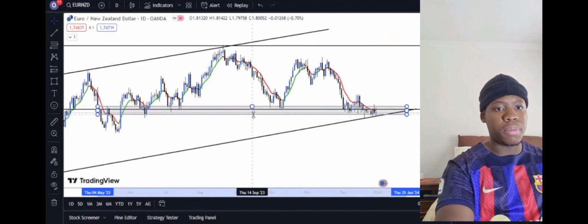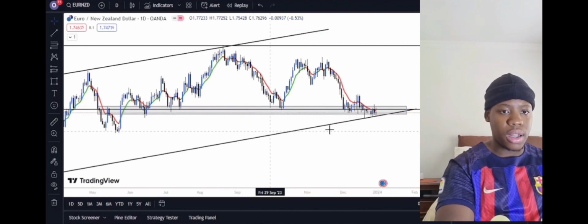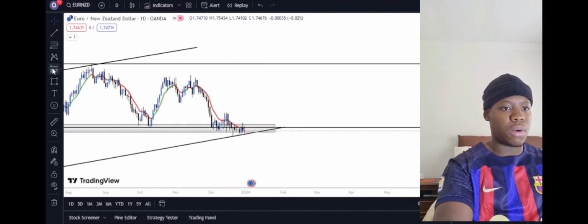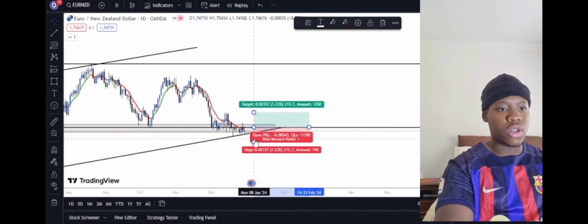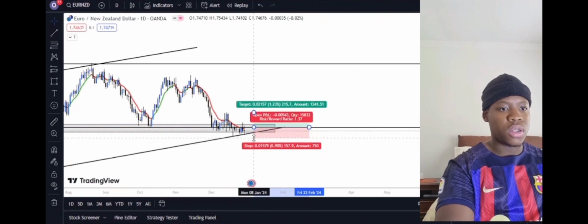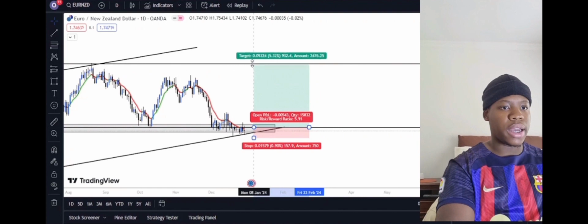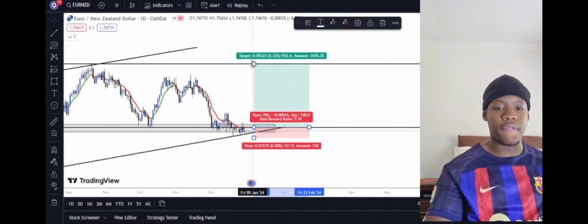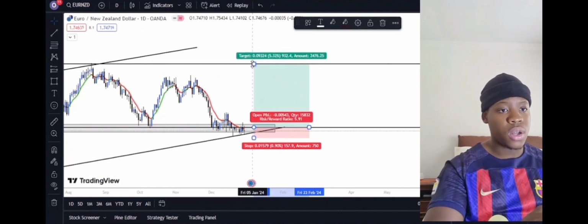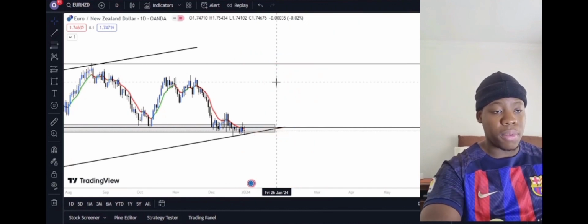The euro is still looking a little bit strong against the New Zealand dollar. We can still be expecting to put in our buy positions over here, our stop losses just below, and then market will eventually come back here to the top side, or even here, giving people a 5 to 1 risk reward ratio. That is possible. That's possibility number one, guys.